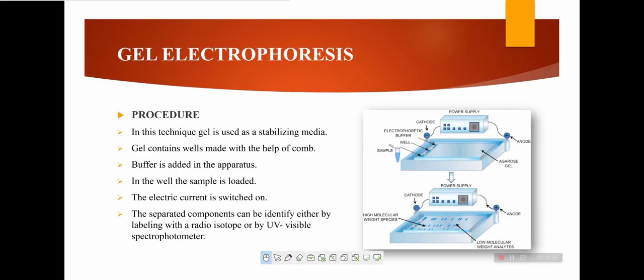So after the separation of components, how will they be identified? They can be identified when you label them with a radioisotope so that their color will be different, or when you observe these molecules under a UV visible spectrophotometer.